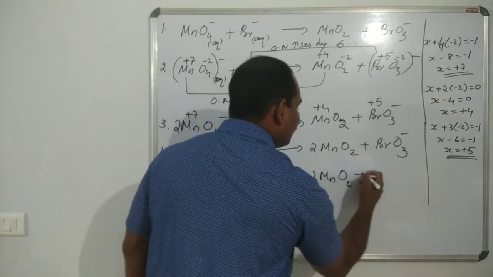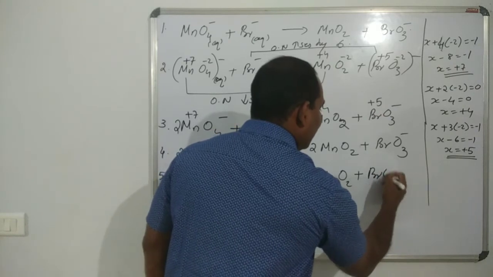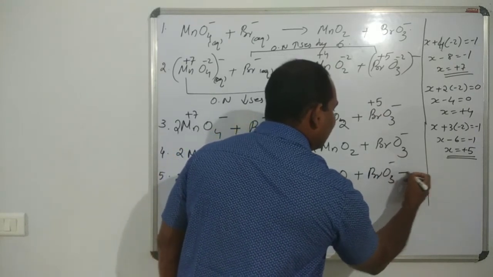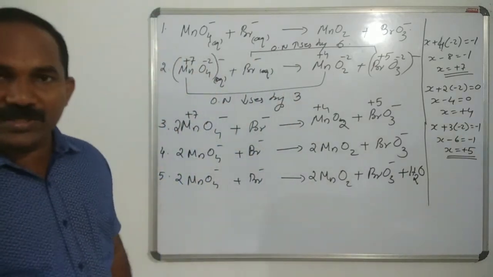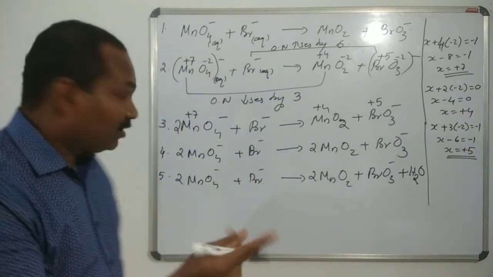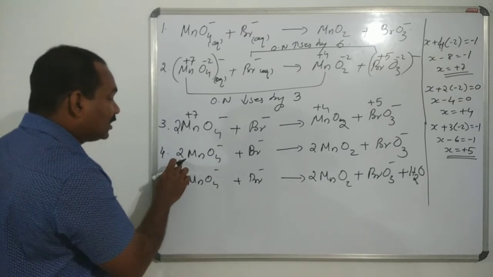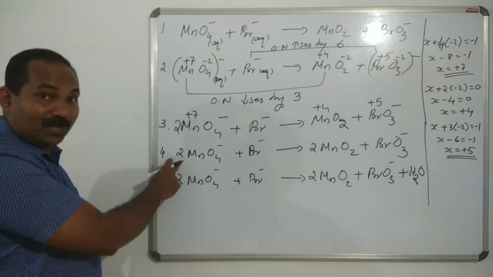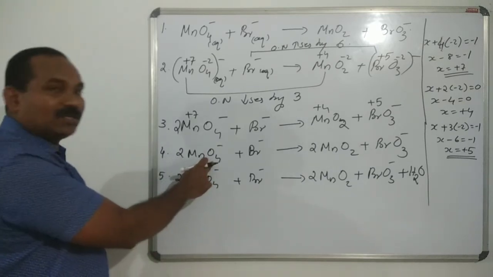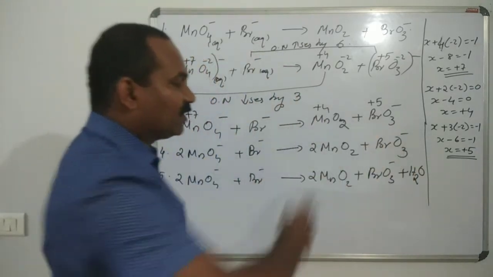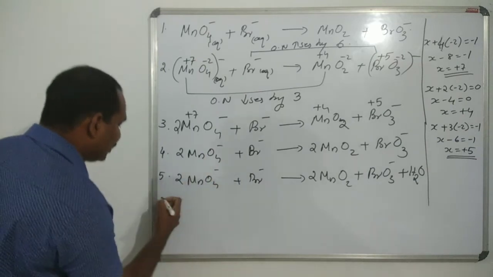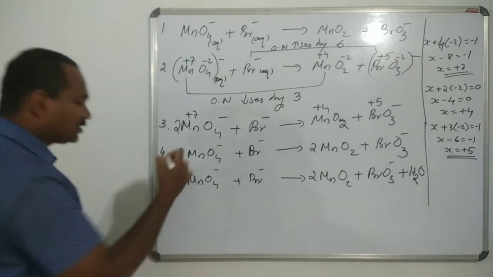So 2 MnO2 plus BrO3 minus plus H2O. Oxygen is deficient in the right side. Earlier we didn't consider these two. Okay, so 2 into 4, 8. 2 into 4 plus 3, 7. 1 is deficient in the right side. So oxygen is balanced.